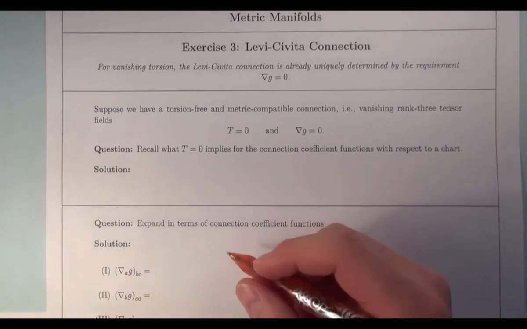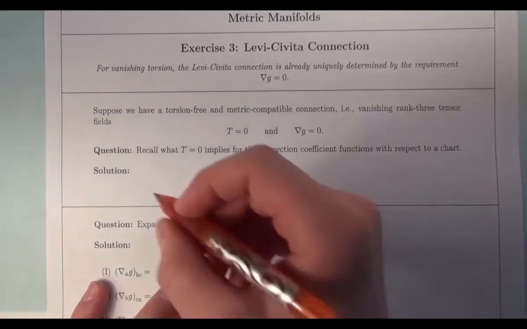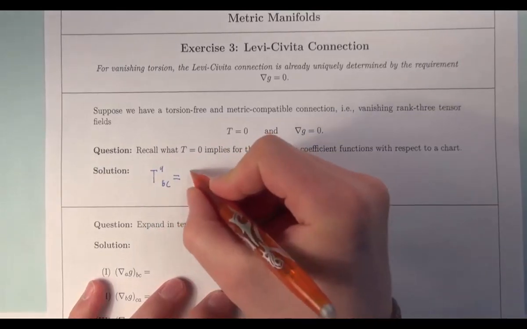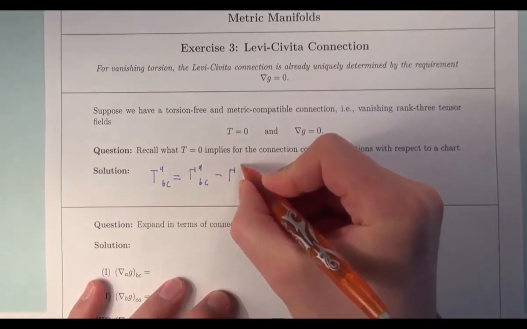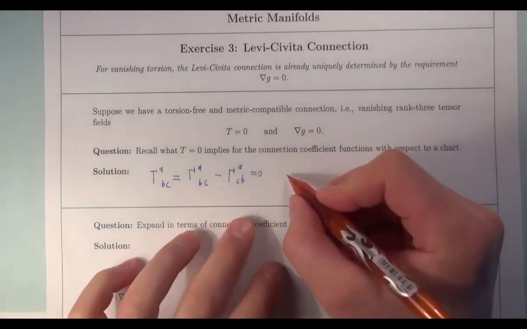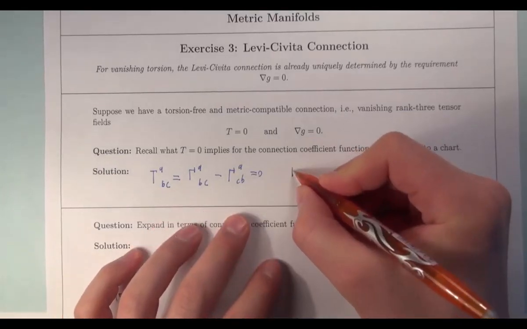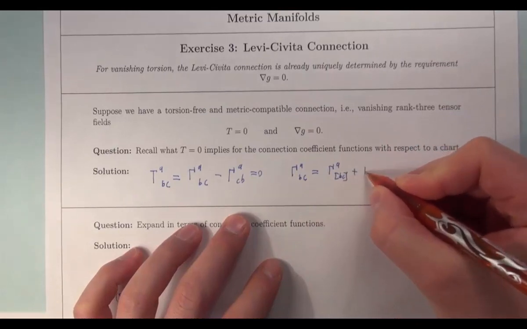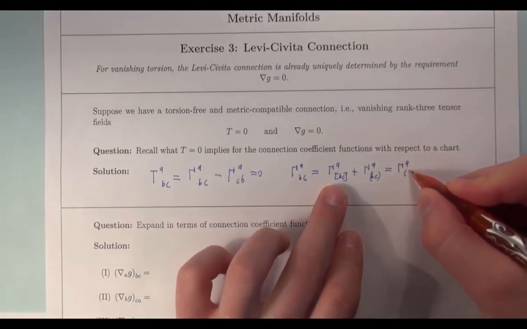Okay, first, we are asked to recall what T equals 0 implies for the connection coefficient functions with respect to a chart. I first write down the definition of the component functions. T, A, B, C is equal to 1/2 gamma A, B, C minus gamma A, C, B equals 0. If this is the case, we see that all antisymmetric components are already 0. We also can write down gamma ABC equals gamma ABC plus gamma ABC. But since this is the definition of the torsion, it only yields that.